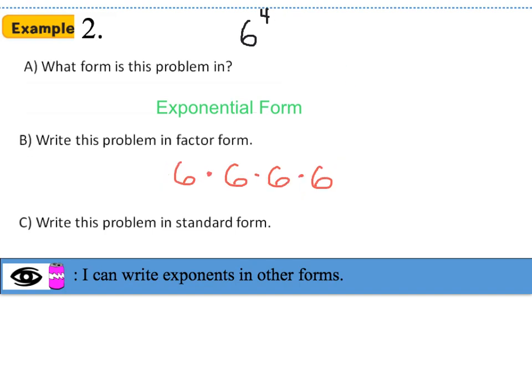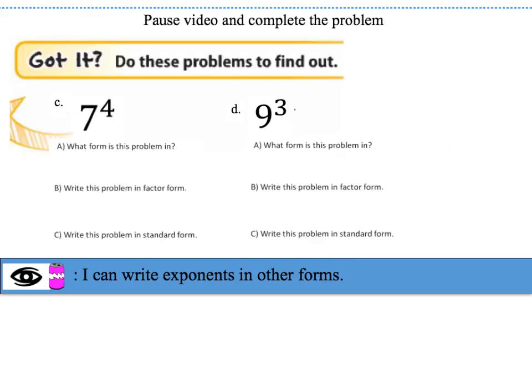So now part C says write this problem in standard form. If I multiply 6 times 6, I get 36. If I multiply 36 by another 6, I get 216. And if I multiply 216 by another 6, I get 1,296. So 1,296 is my answer in standard form. So pause the video, complete these got it problems, and we'll discuss the answer in class tomorrow.